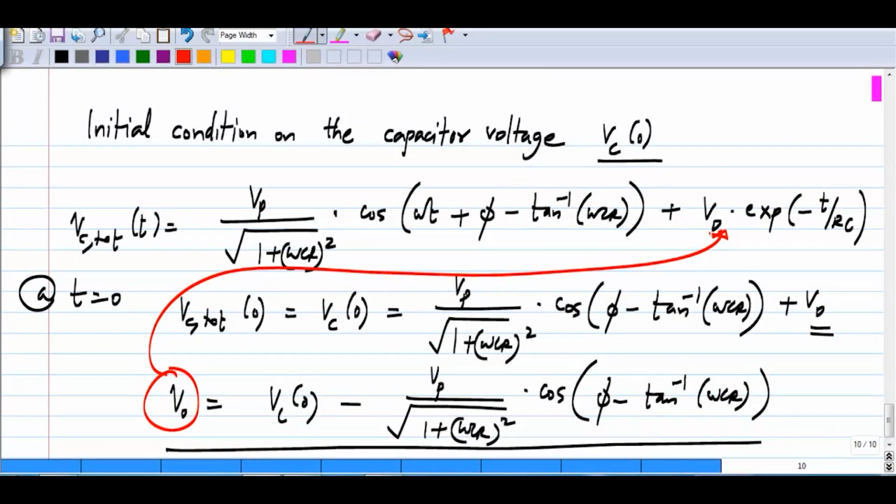Now an interesting thing, and sometimes it turns out to be useful, is that for a given input, that is Vp, omega and phi are given, the input is Vp cos(omega t plus phi). Okay. You can choose this Vc of 0, the initial condition on the capacitor, such that the natural response is 0. If the initial condition on the capacitor happened to be exactly equal to this number, Vp by square root of 1 plus (omega CR) squared times cos(phi minus tan inverse omega CR), then V0 will be 0 and there won't be any transients at all.